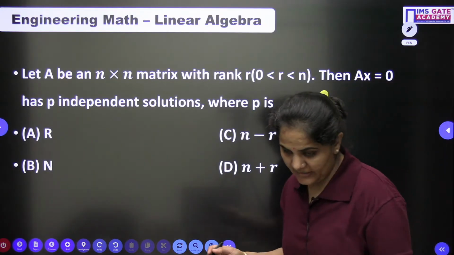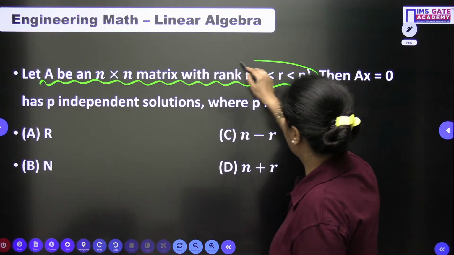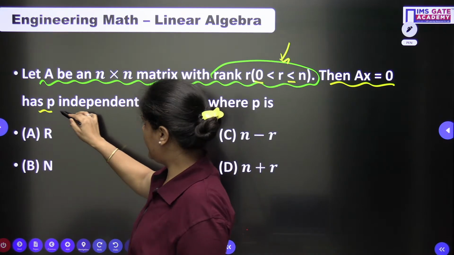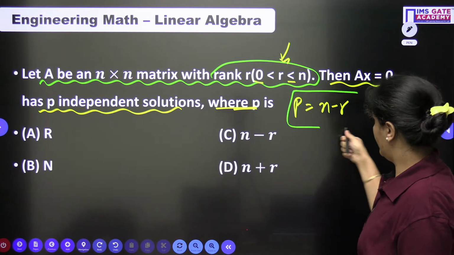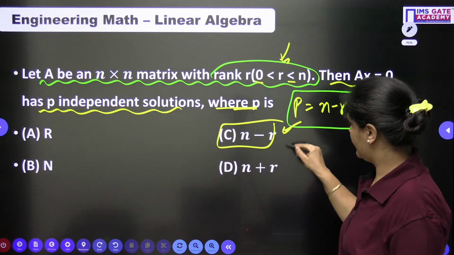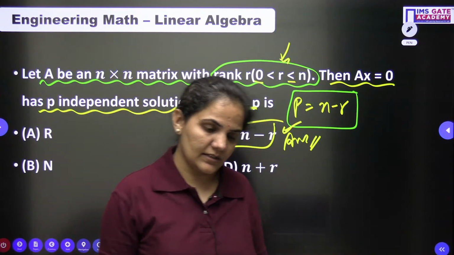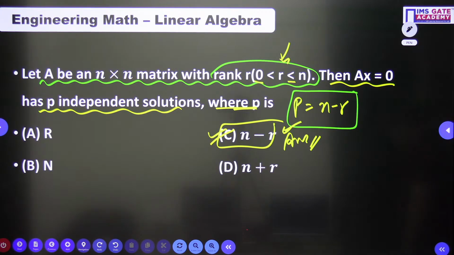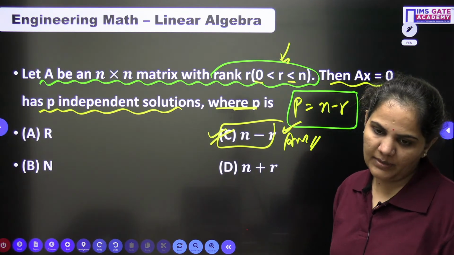This formula which we already discussed has been asked in the GATE exam. Let A be an n cross n matrix with rank R, where R lies between 0 and 1. Then Ax is equal to 0 has P independent solutions, where P is n minus R.